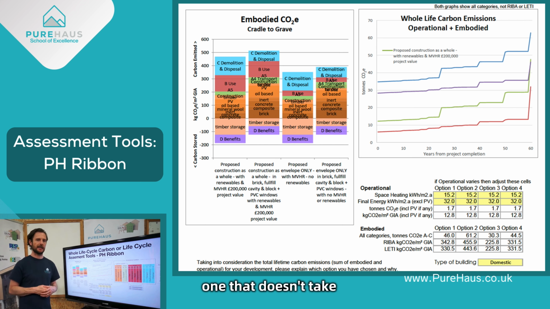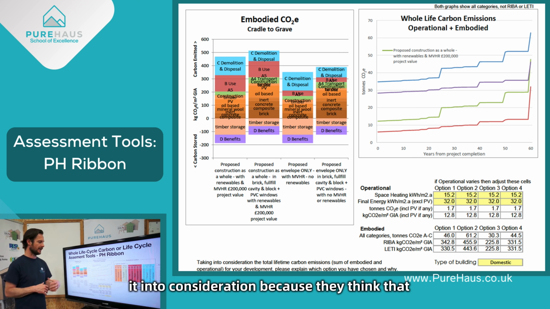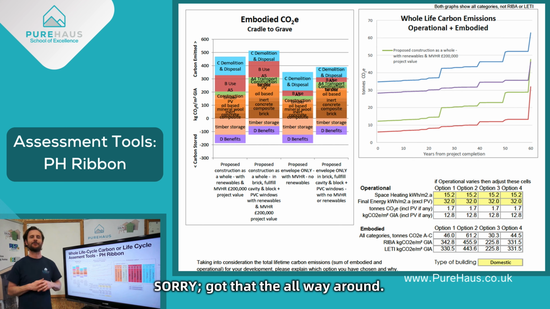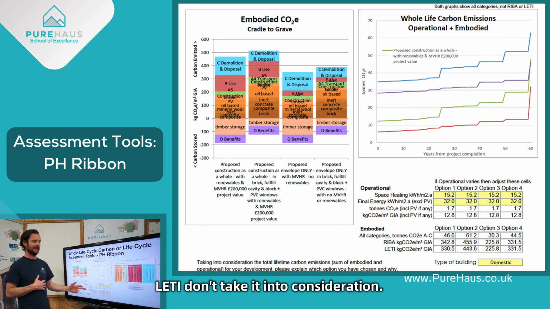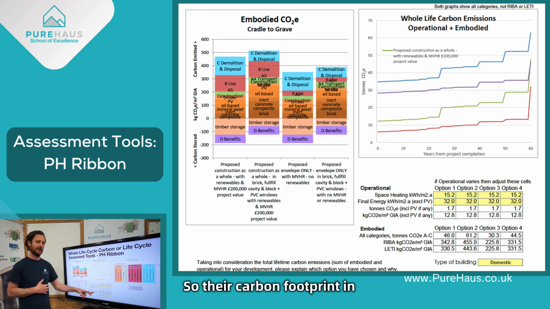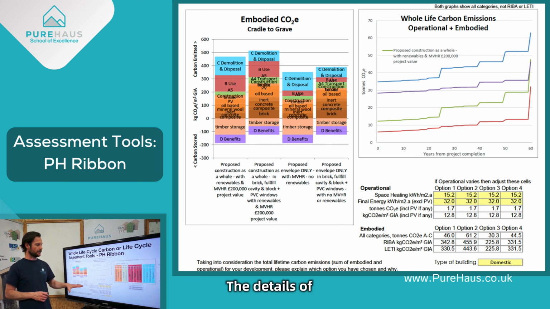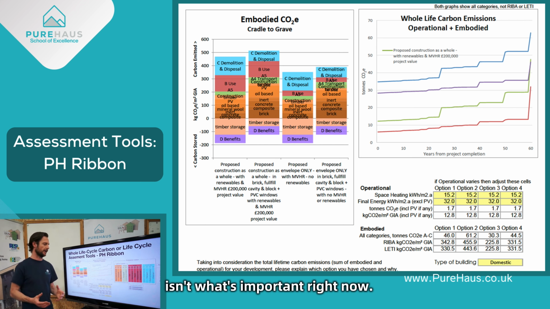And in this case, it's the RIBA one that doesn't take it into consideration because they think that, sorry, got that the wrong way around. LETI don't take it into consideration. So their carbon footprint in this situation is lower because solar panels have not been included, whereas RIBA believe that the solar panels should be included in the calculation to assess this building's carbon footprint. The details of which organisation does what isn't what's important right now.